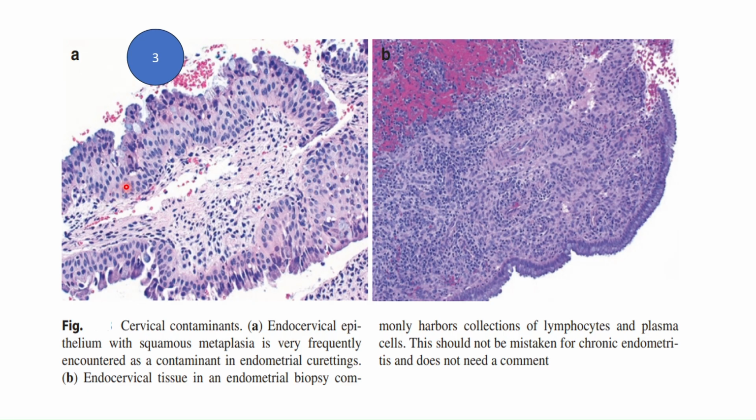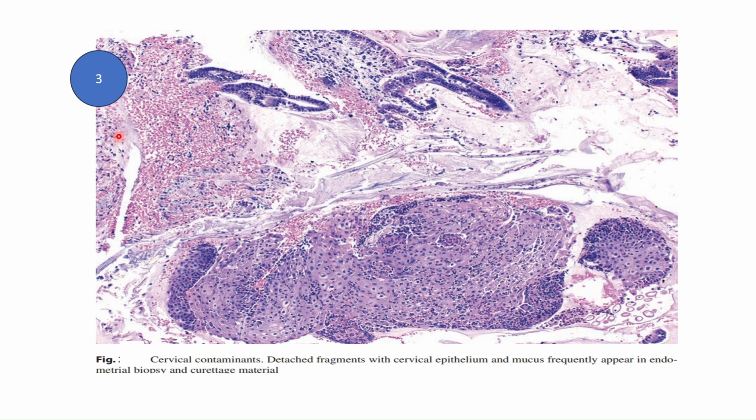So here in this section A, we can appreciate endocervical tissue having squamous metaplasia. In section B, endocervical tissue, we can appreciate the lining of endocervical epithelium, which contains abundant lymphocytes and plasma cells. So this should not be mistaken for chronic endometritis. Here in this section, these are the endometrial glands, fragmented, some intact, with excessive amount of mucus present and part of cervical glandular tissue.